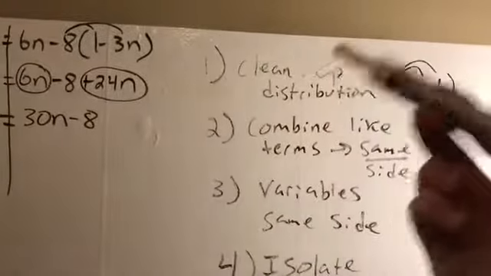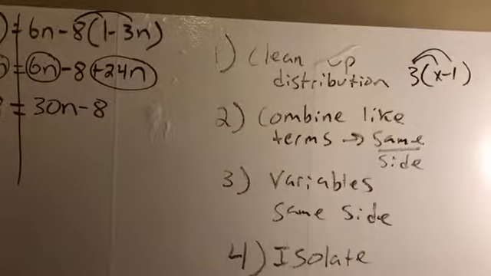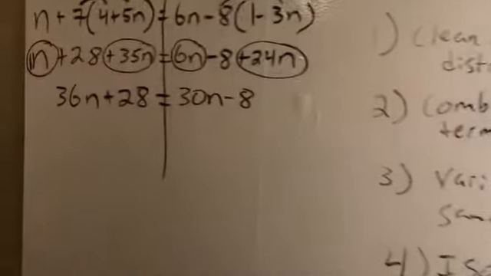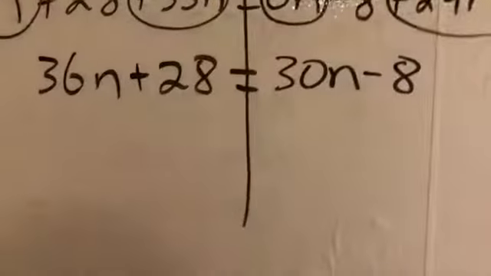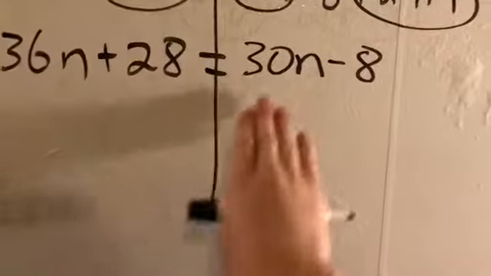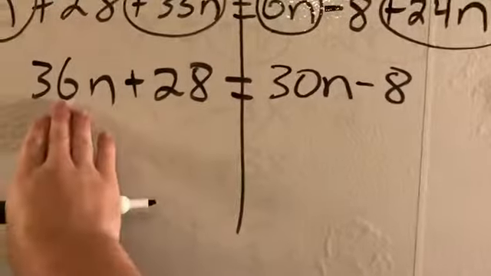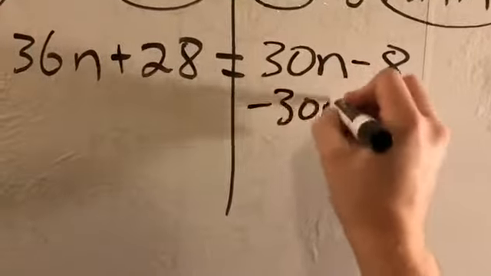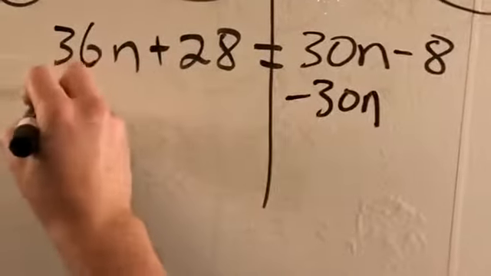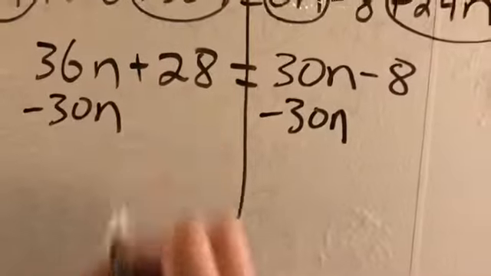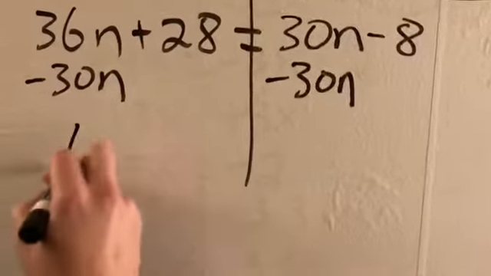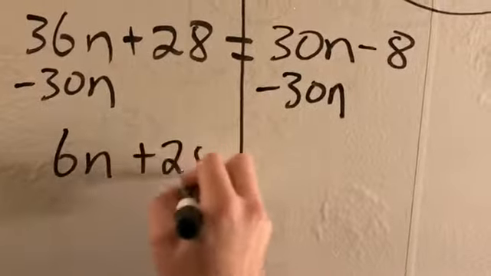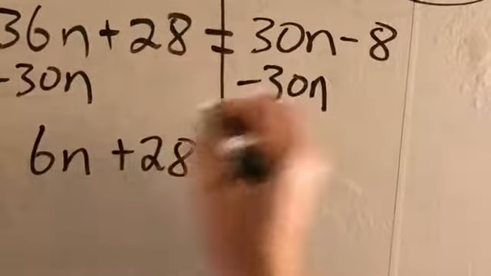So we cleaned up our distribution, we combined our like terms, and now variables to the same side. It does not matter if you move the 36n or the 30n. I'm going to move the 30n. Since that's positive, we're going to subtract. We have to do the opposite now. We're going to the other side of the equal mark. We haven't touched the plus 28 yet. We haven't touched the negative 8 yet.